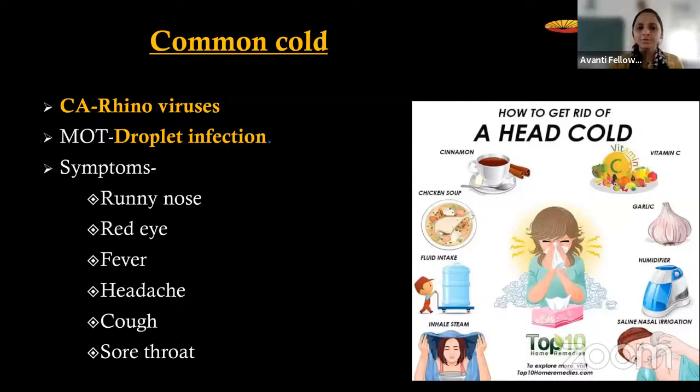Fine. So in the viral diseases, they have given the common cold. All of you know the common cold, all of you have experienced the common cold, right?